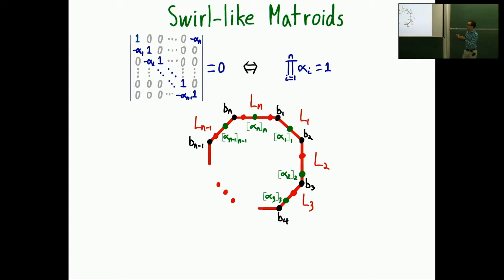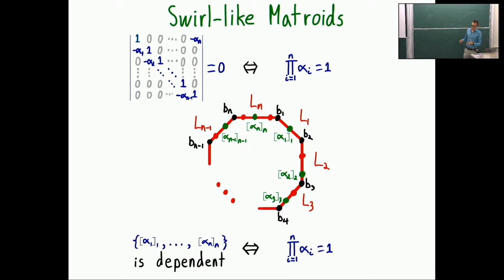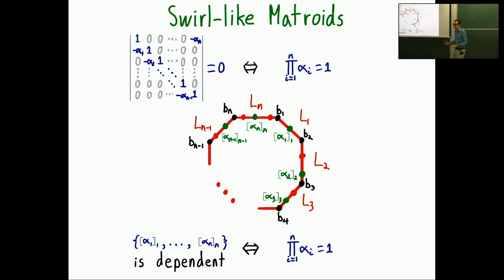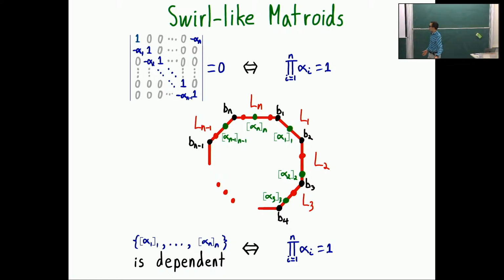And if you take an element from each of these lines, a transversal of all of these lines, you have the dependency precisely when the corresponding values multiply to 1 again. So this is a way to enforce a collection of multiplicative relations.